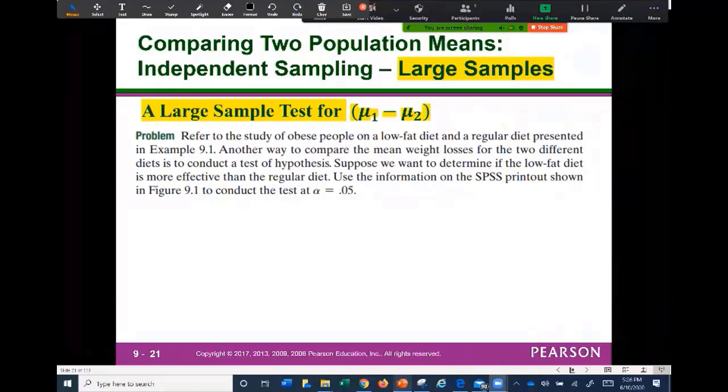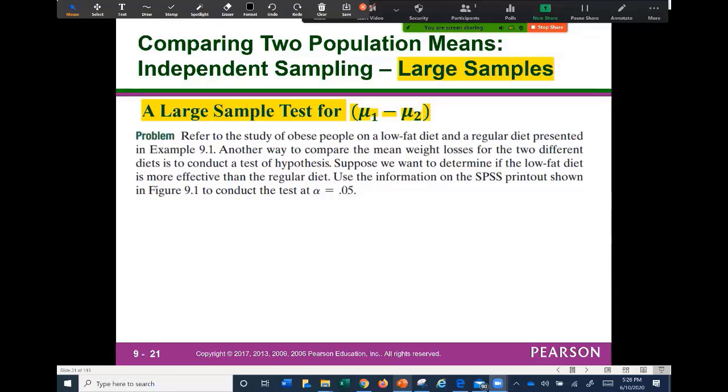In this video, we are going to study one example to test a hypothesis about the mean of two populations. Refer to the study of obese people on a low-fat diet and a regular diet presented in the previous example. Another way to compare the mean weight losses for the two different diets is to conduct a test of hypothesis. Suppose we want to determine if the low-fat diet is more effective than the regular diet.